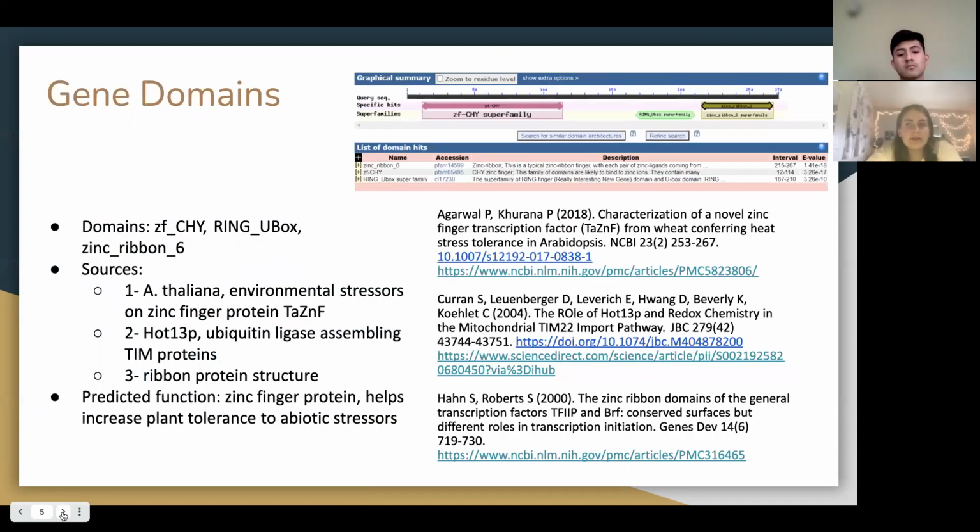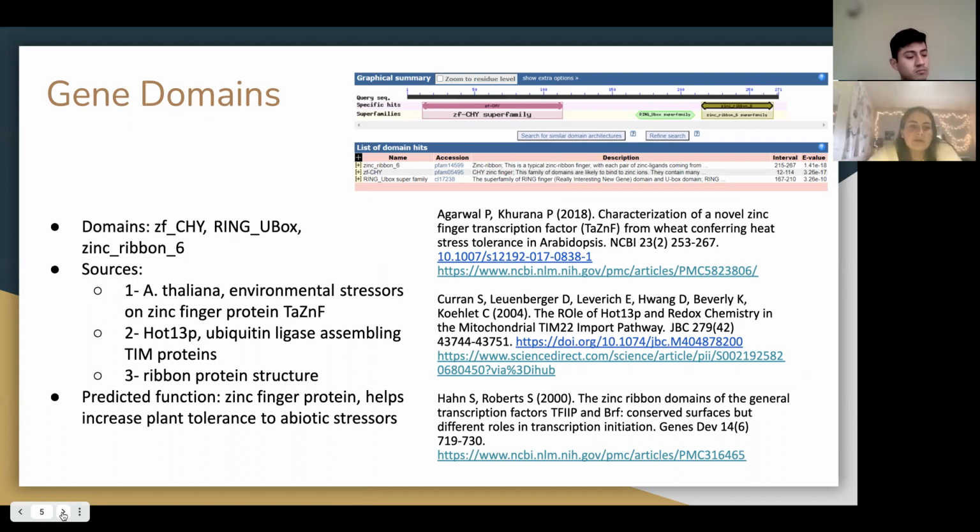We also looked at the gene domains of our plant. We had 3 superfamilies come up in our NCBI search: ZF-CHY, RING U-box protein, and zinc ribbon 6 superfamilies. And we did research on these families.